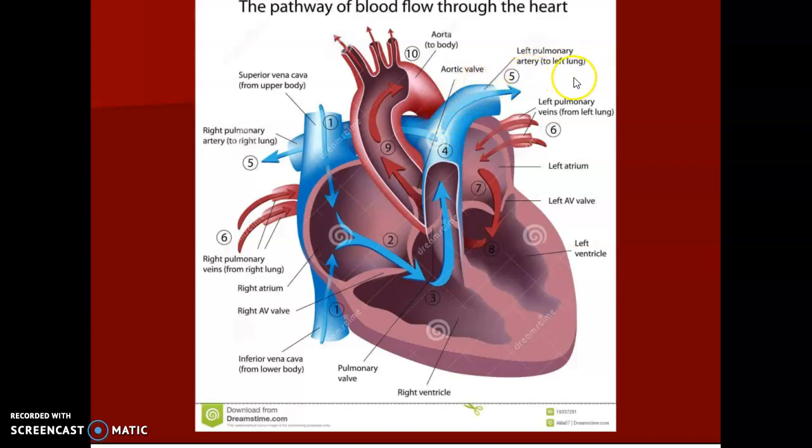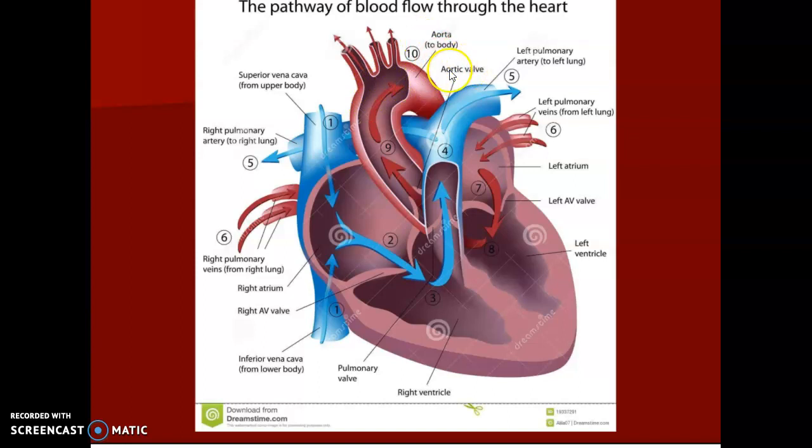Pulmonary artery takes blood to number 5, the lungs, right and left lung. Then the blood comes back from the lungs, number 6, on the pulmonary veins here and here, and they're all dumping in here into number 7, the left atrium. Left atrium contracts, blood goes through the bicuspid valve into the left ventricle, number 8. And then when the left ventricle contracts, out through the aortic valve into the aorta, 9, and out to the body, 10.